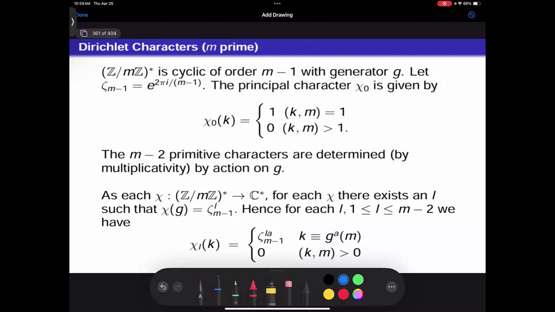If I'm looking at a clock with 11 hours, I don't care if I give you the number 3 or the number 14. They're the same on a clock with 11 hours, so I only care about defining my function on just the residue part.